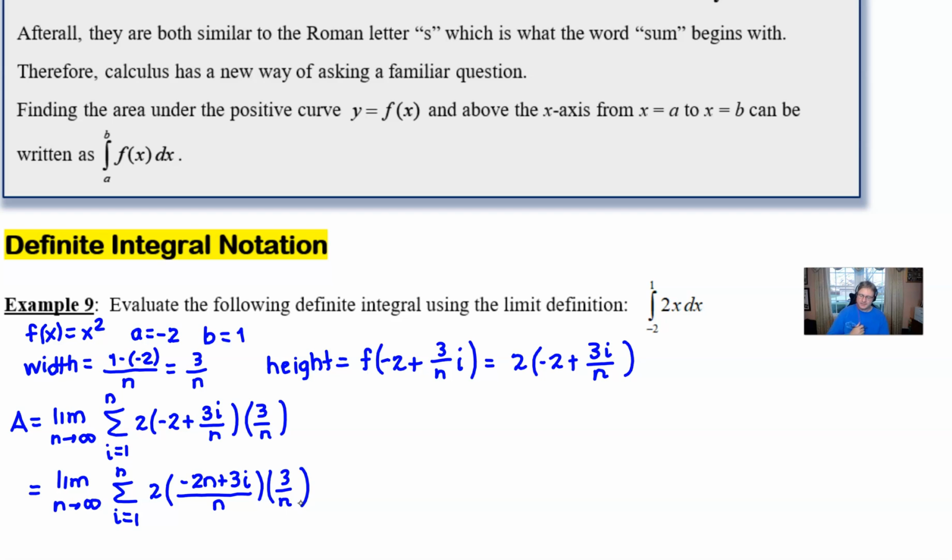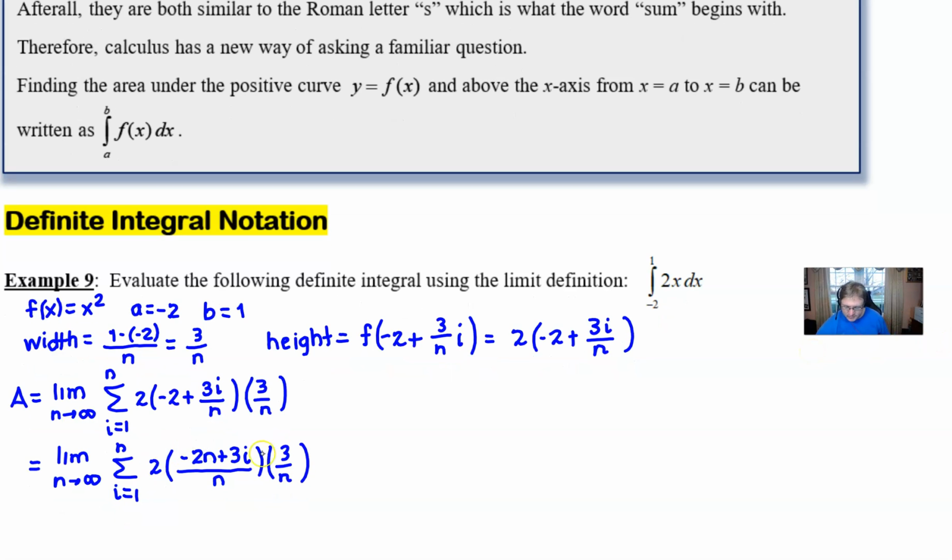Now, what that allows us to do is start factoring out some things in front. We see that the 2 times 3 is a 6. That can come out to the front of the summation. Down in the bottom, n times n, or n squared, can come out in front of the summation. So we're basically looking at a 6 over n squared that we're bringing to the forefront, and the summation now is only going to act upon negative 2n plus 3i, which is fine because we certainly have formulas for that.